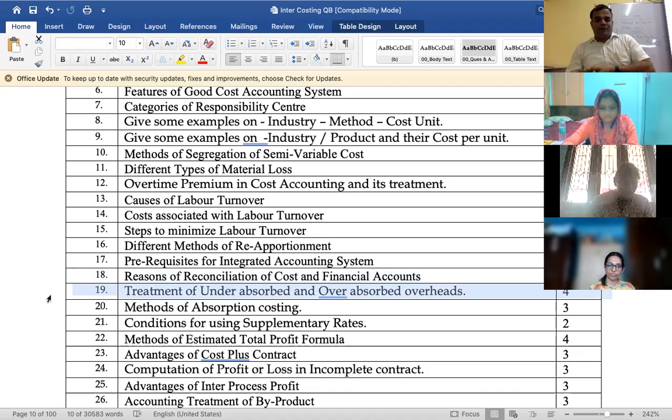Under absorption of overhead and over absorption of overhead treatment. Go through the overhead topic. Page number 141, 142.